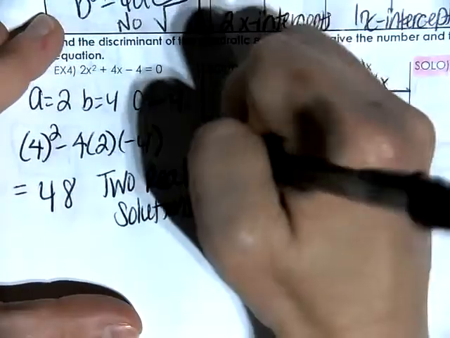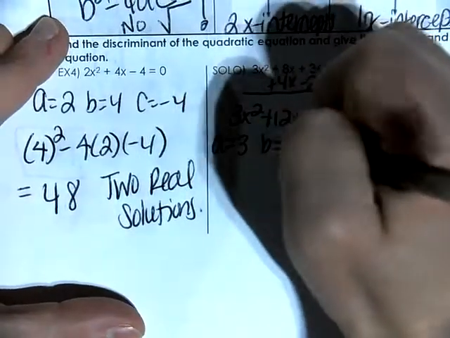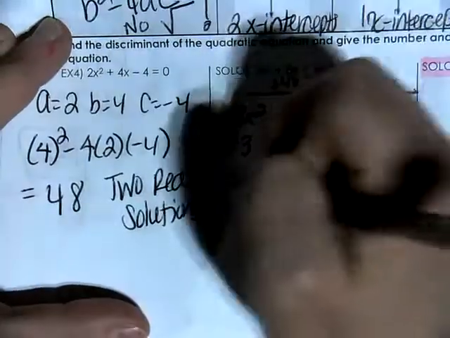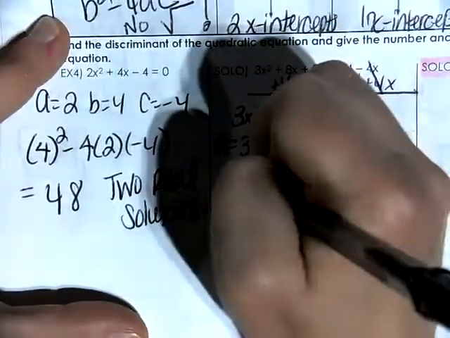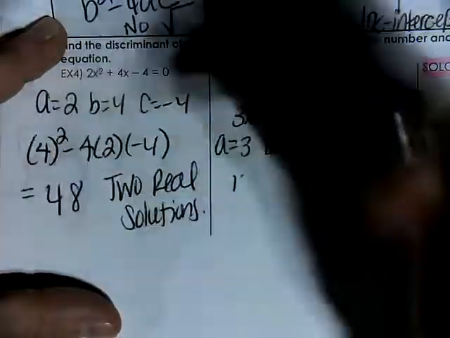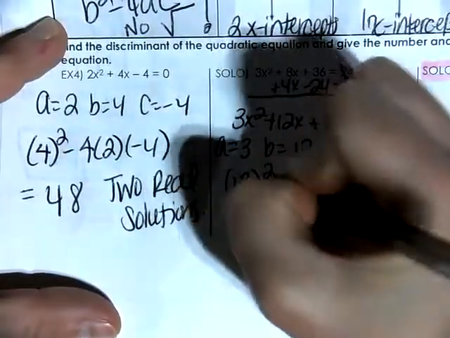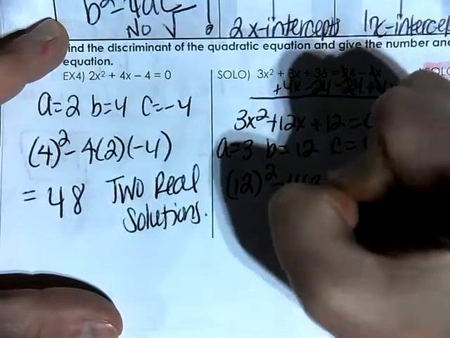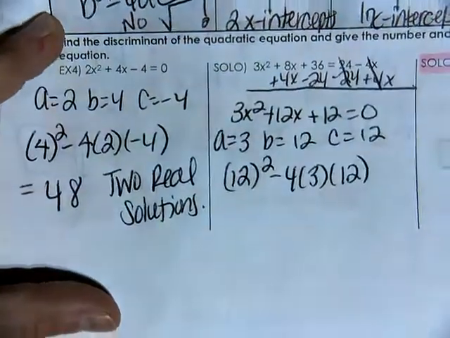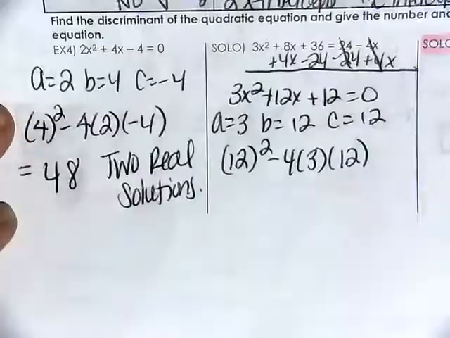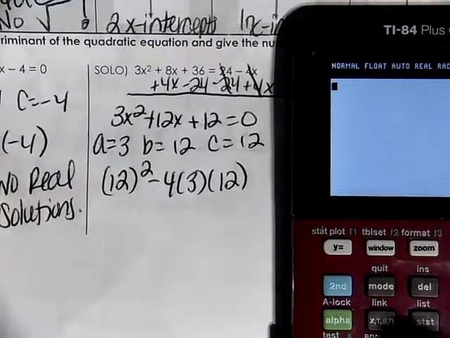My a value is 3, my b value is 12, my c value is 12, and now I'm going to use the discriminant, b squared minus 4ac, so that's 12 squared minus 4 times 3 times 12. I'm going to put that into my calculator exactly as I see it.